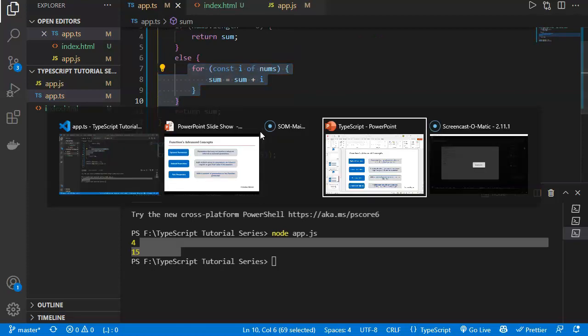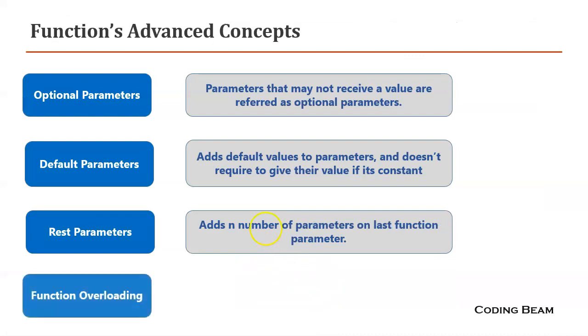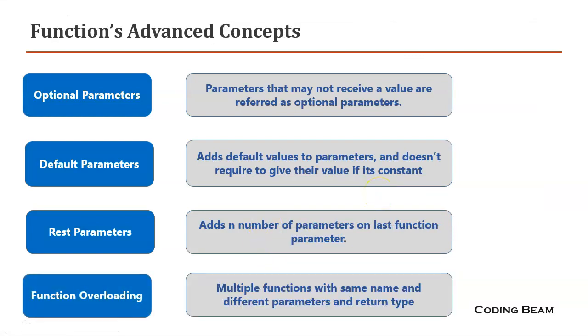And now the next concept we have in TypeScript is function overloading. TypeScript provides the concept of function overloading, in which we can have multiple functions with the same name but with different parameter types and different return types. However, the number of parameters should always be the same. So we can define multiple functions with the same name and different parameters and return type. So this is the concept of function overloading.